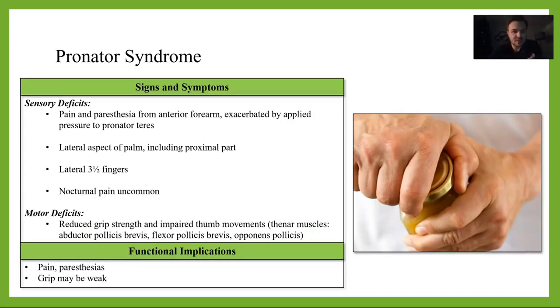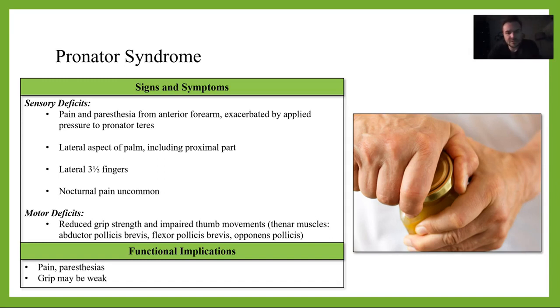And so signs and symptoms here are pain and paresthesia from the anterior forearm, exaggerated with applied pressure to the pronator teres, and in the lateral aspect of the palm, including the proximal part, and the lateral 3.5 fingers. Nocturnal pain is uncommon. In carpal tunnel, nocturnal pain is common. It's one way to differentiate the median nerve conditions. We'll get into carpal tunnel syndrome in the hand lectures. So motor deficits, you'll have reduced grip strength and then weakness in some of those muscles listed there.